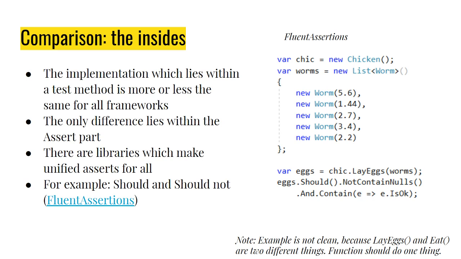This is Fluent Assertions, a library used for BDD, behavior-driven development like assertions. And it just means that the way you do asserts, you don't assert, but you do it in a human-readable way. So look at this. You create a chicken, you create worms, and you say, a chicken lays eggs. And then you say that eggs should not contain nulls, and each egg should be, or at least one egg should be okay. That's my test. And all of those conditions are very human readable.